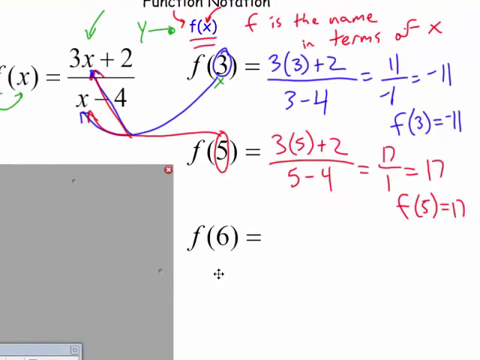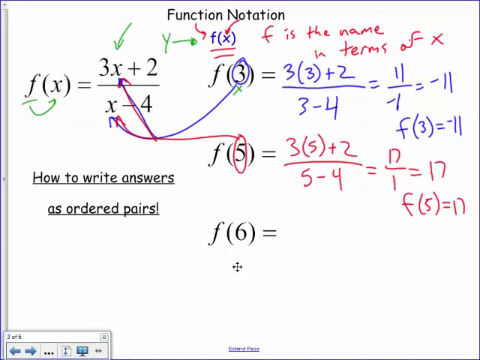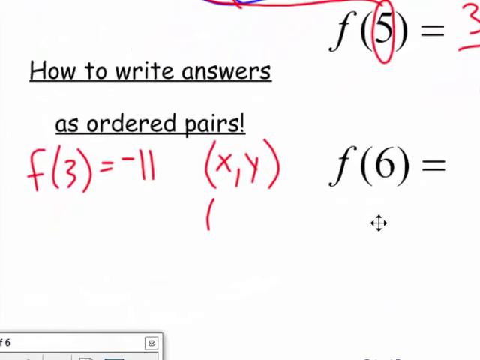So I won't do this last one, but let's say I wanted to write these as ordered pairs. Well, this is how I do it. So if I think about f of 3 equals negative 11, well, think about its ordered pairs in x, y, right? Well, what's the x? That's our 3, right? Because we said f of x. Well, then what's the y? Well, we said the y just got taken over by the f of x. So it's really y equals negative 11.